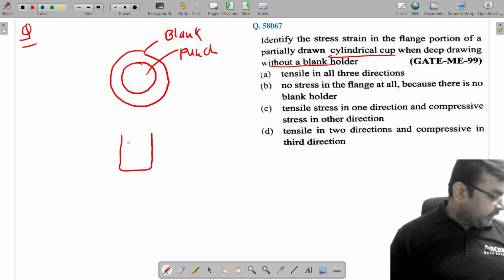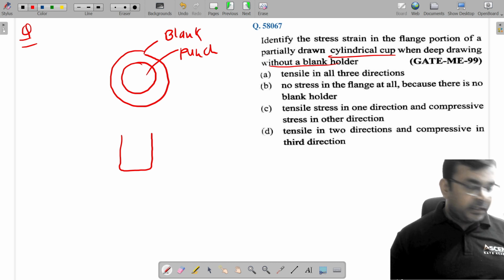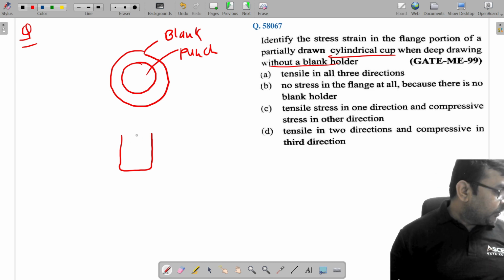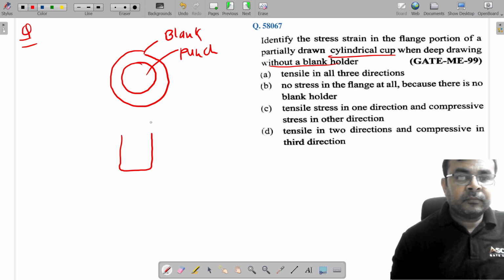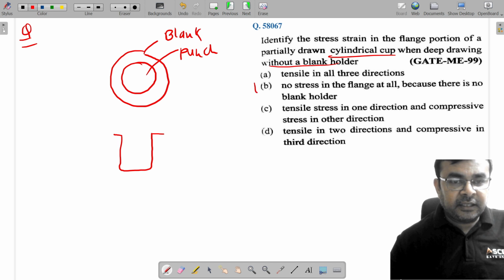So in this case, when there is no punch, in the flange region you can see there is no stress induced, correct? Because there is no blank holder. So the correct answer is option B.